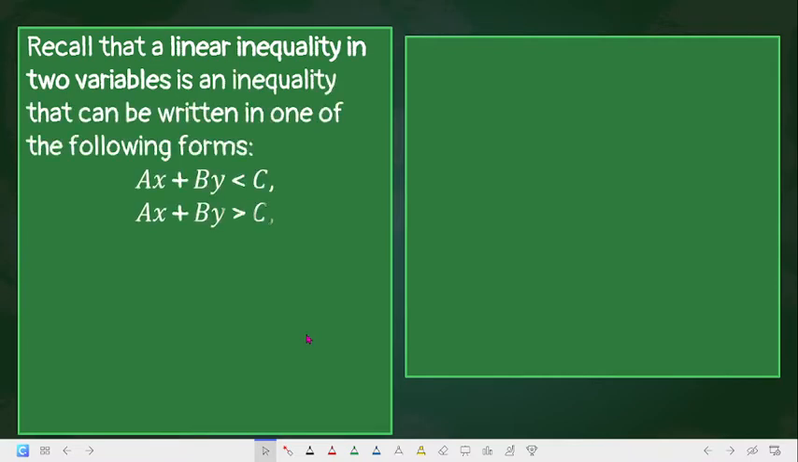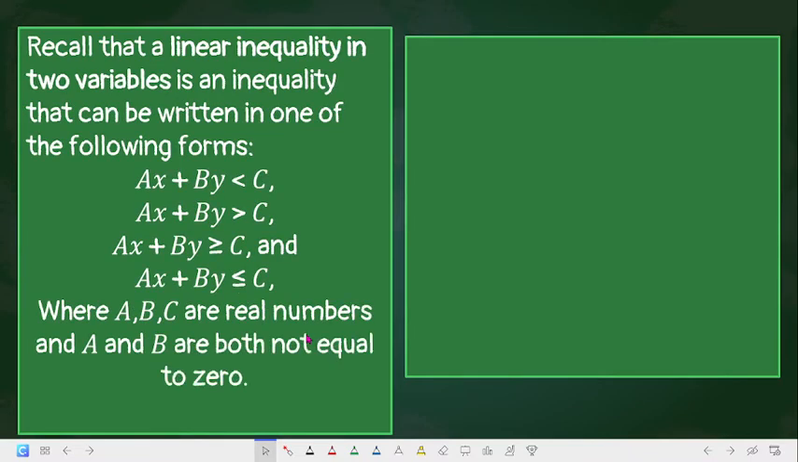Recall that a linear inequality in two variables is an inequality that can be written in one of the following forms. We also discussed the standard form of linear inequality and its different forms. We have ax plus by less than c, ax plus by greater than c, ax plus by greater than or equal to c, and ax plus by less than or equal to c, where a, b, c are real numbers, and a and b are both not equal to 0.